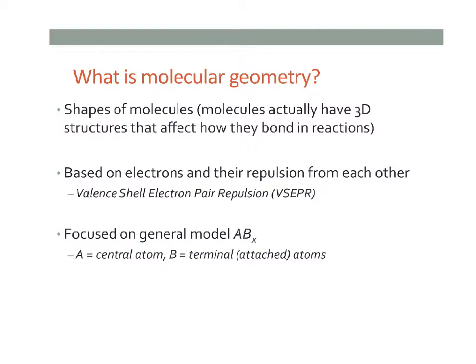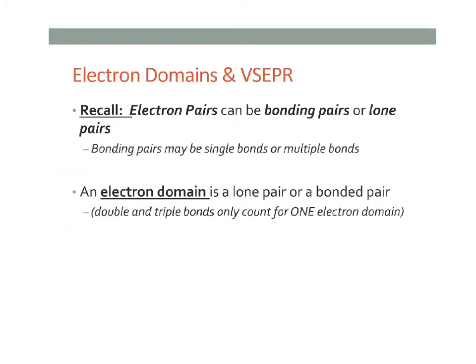Valence shell refers to the electrons that are in the valence shell of the atoms being bonded. Electron pair, because electrons typically come in pairs. And repulsion, because like I said, those molecules get their shapes from the electrons repelling from one another. As we go through this video, we're going to focus on the general formula ABX, where A is going to stand for the central atom, and B is going to stand for the terminal atoms, which are attached.